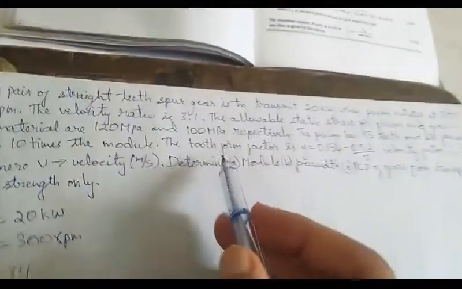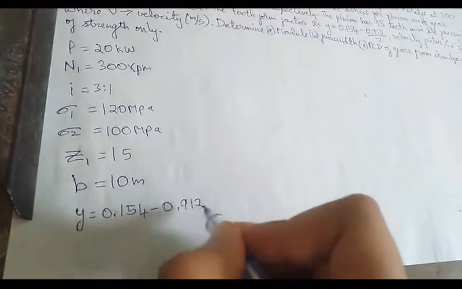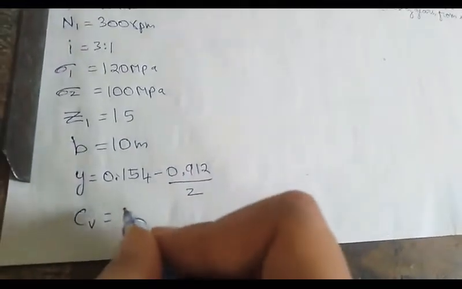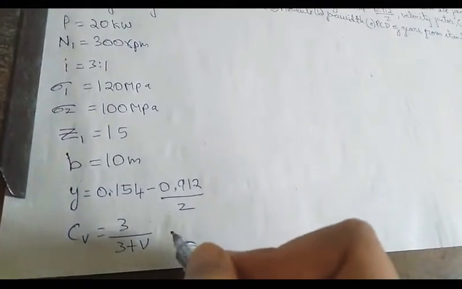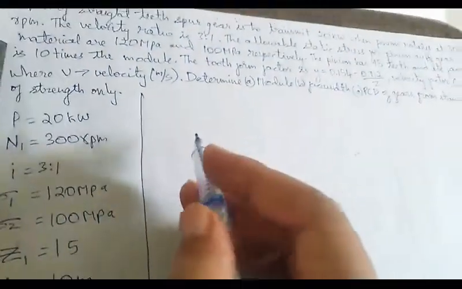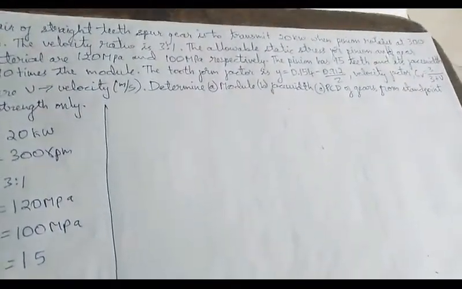The tooth form factor is given as y is equal to 0.154 minus 0.912 divided by z. Velocity factor CV they have given as 3 divided by 3 plus v. So they have given this much amount of data. We need to find module, face width, and pitch circle diameter of gears. So we shall first find out the number of teeth on gear.